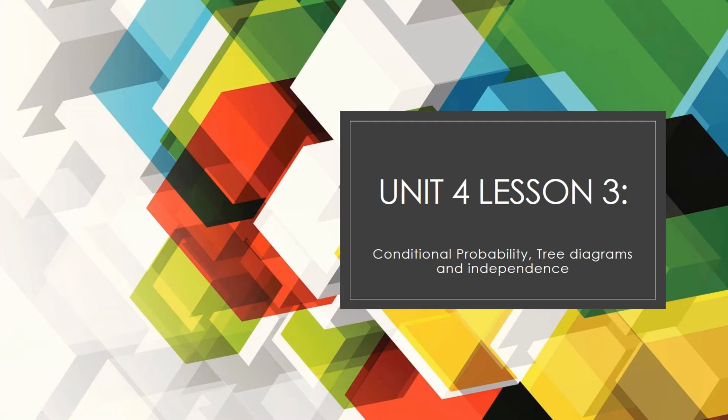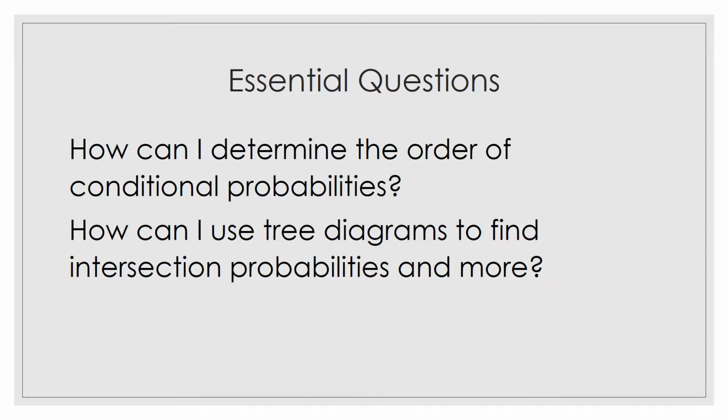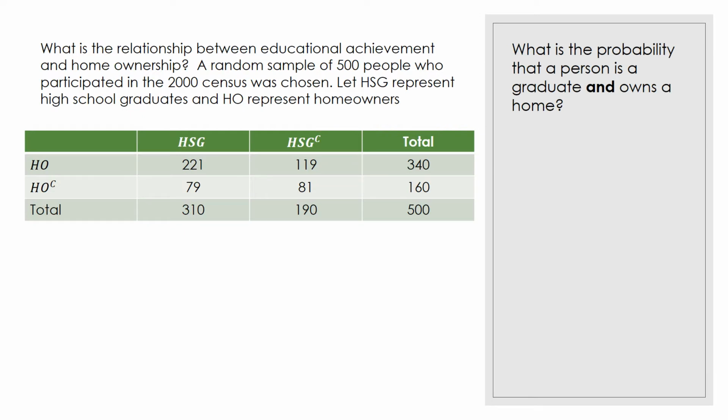Hey everybody, today we are talking about Unit 4 Lesson 3, and that's conditional probability, tree diagrams, and maybe some independence toward the end. So the essential questions for today are: how can I determine the order of conditional probabilities, and how can I use tree diagrams to find intersection probabilities and more? Let's start off with an example.